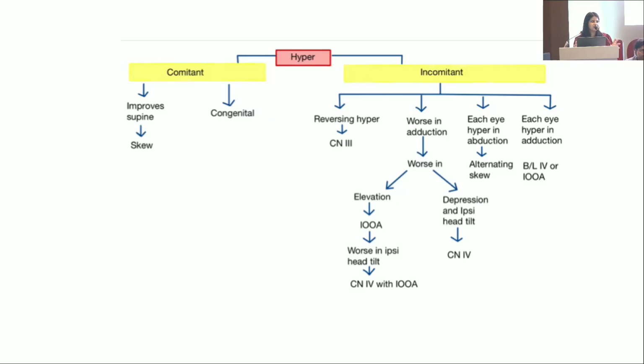So the structure is clear. First, differentiate monocular versus binocular. In binocular, if there is limited extraocular motility, we will see for paralytic and restrictive, and if the extraocular movements are full and free, then we should look for strabismus or any neurological cause.